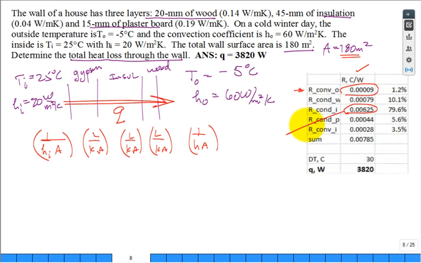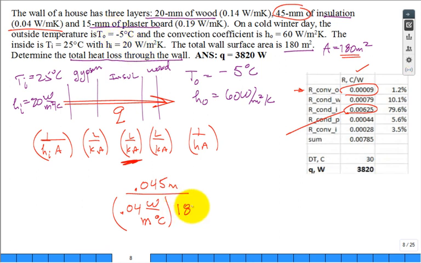What would I do? I'd come in here, and that's this layer right here. What is the thickness L of my insulation from the information given? 0.045 meter. The thermal conductivity of my insulation, 0.04 watts per meter degree C. And then what is my area? 180 meters squared. Okay, that's the resistance of my insulation.